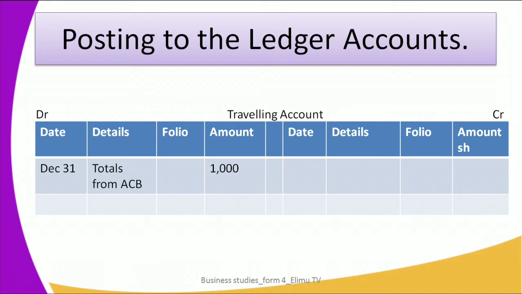The other account you're supposed to prepare was the traveling account. It was also an expense, so you're supposed to debit that account with 1,000 shillings, as you can see. Then you also had the stationery account. The total for the stationery was 500, so that's why we are debiting this account with 500 shillings.